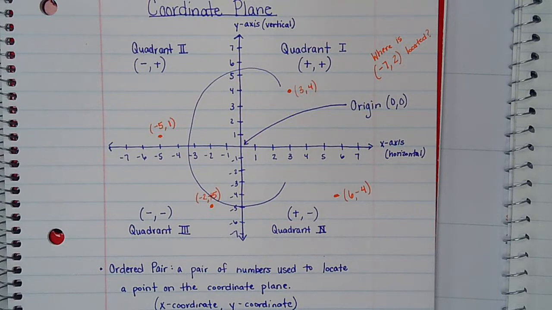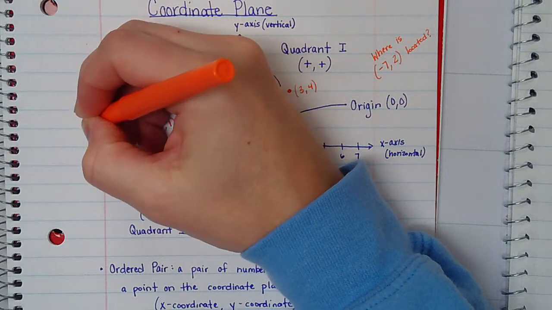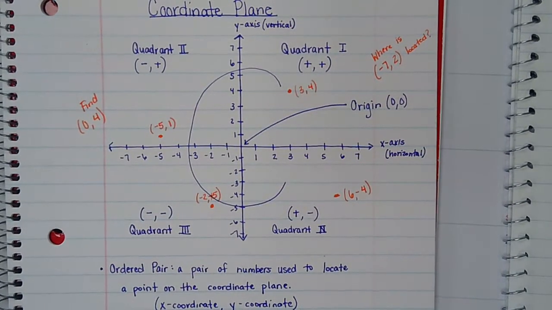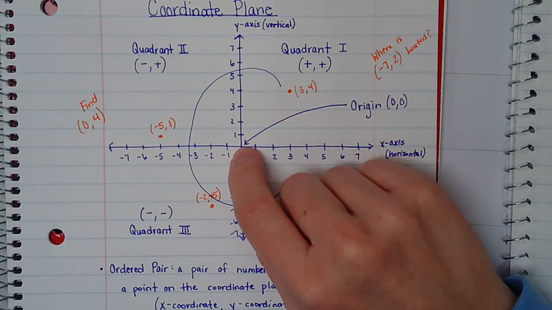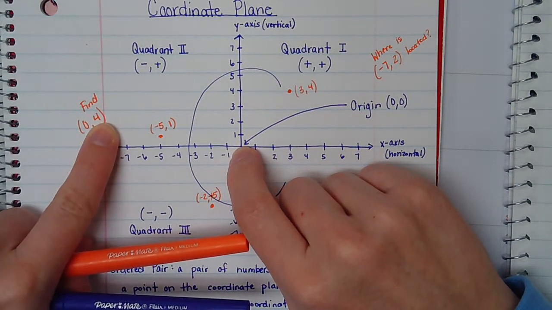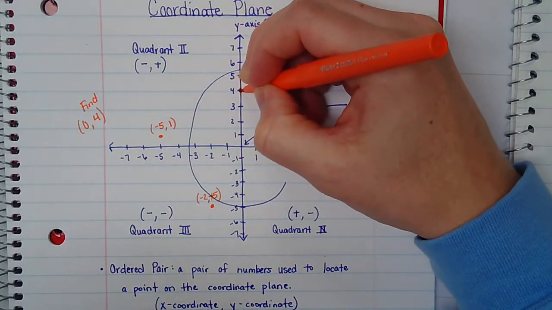Okay, another tricky one that gets people in trouble is when one of the numbers is a 0. So for example, if I said find 0, 4. Okay, sorry about that. So find 0, 4. Okay, remember the first number tells you to go left or right. Well, since my first number is 0, I'm not moving left or right. Okay, I'm just staying put. But the second number, remember, is up or down. Well, since it's positive, that means I have to go up. So 0, 4 would be right here.